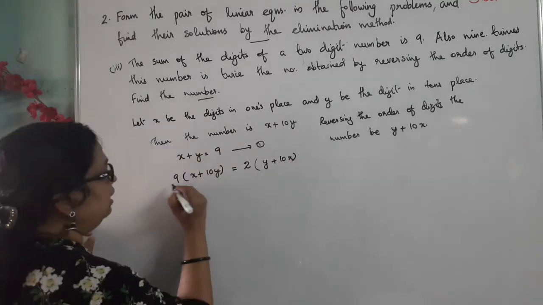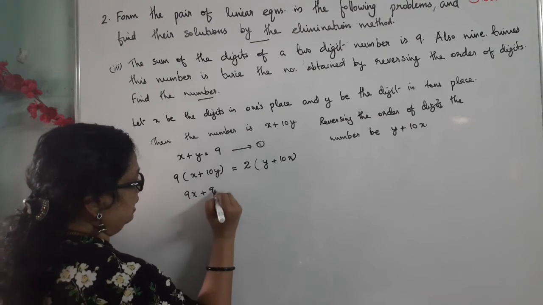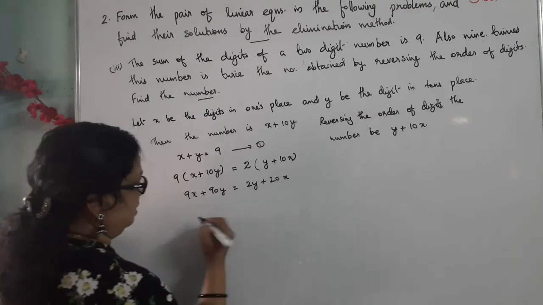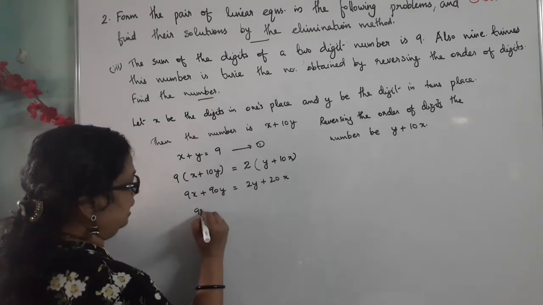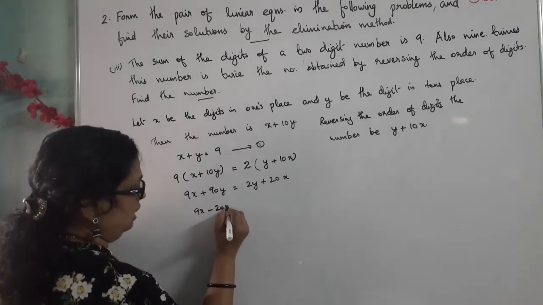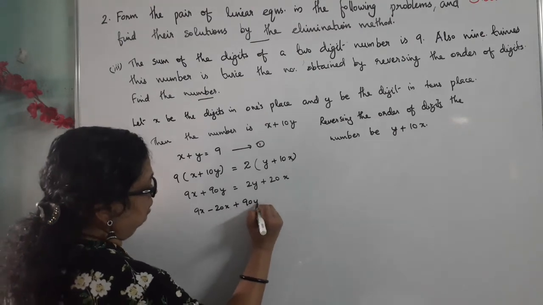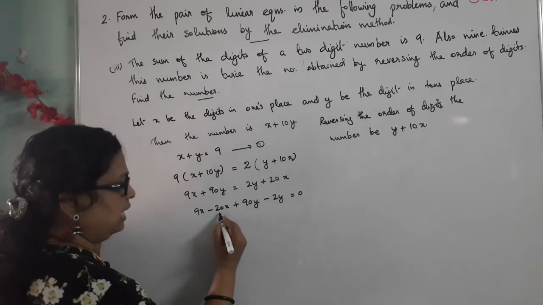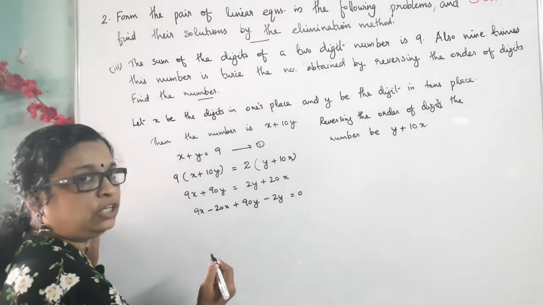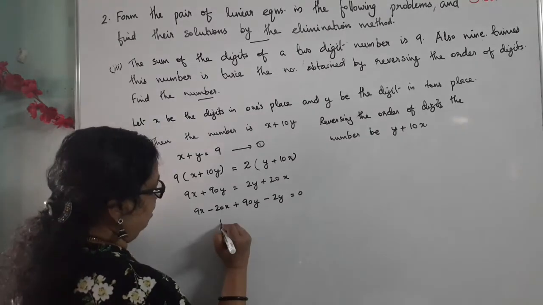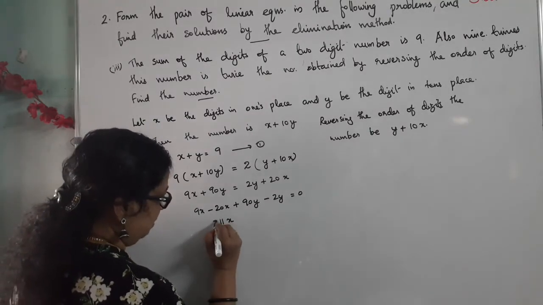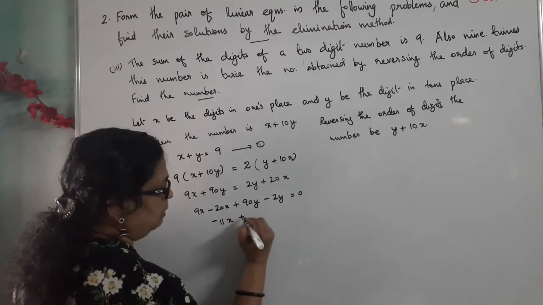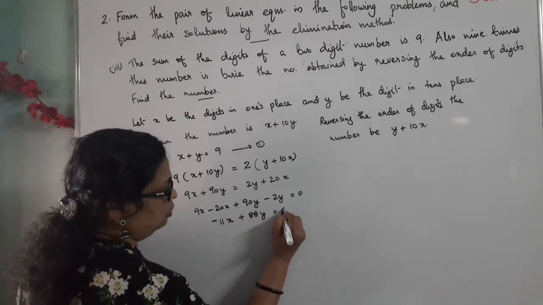Then bracket opening, 9x + 90y = 2y + 20x. Then we can arrange: 9x − 20x + 90y − 2y = 0. That is 9x − 20x, what do you get? 20 minus 9, 11, so that is −11x. Then 90 − 2, that is +88y = 0.